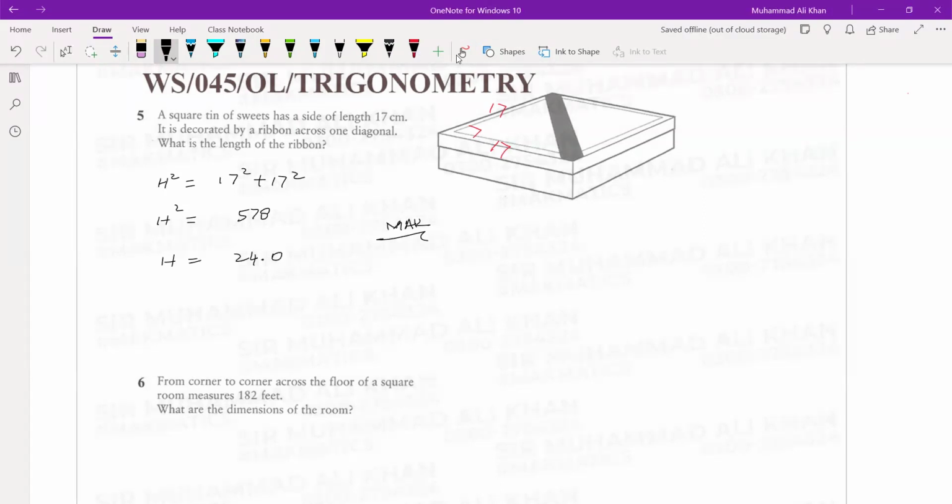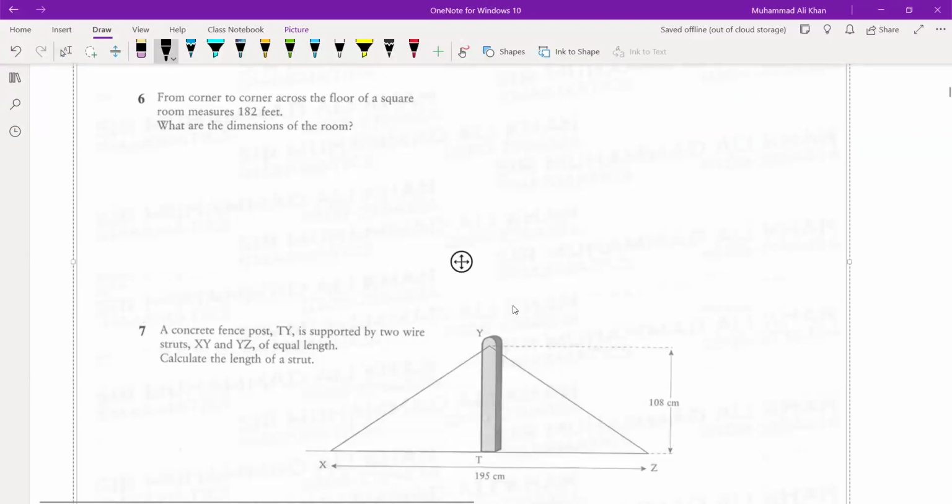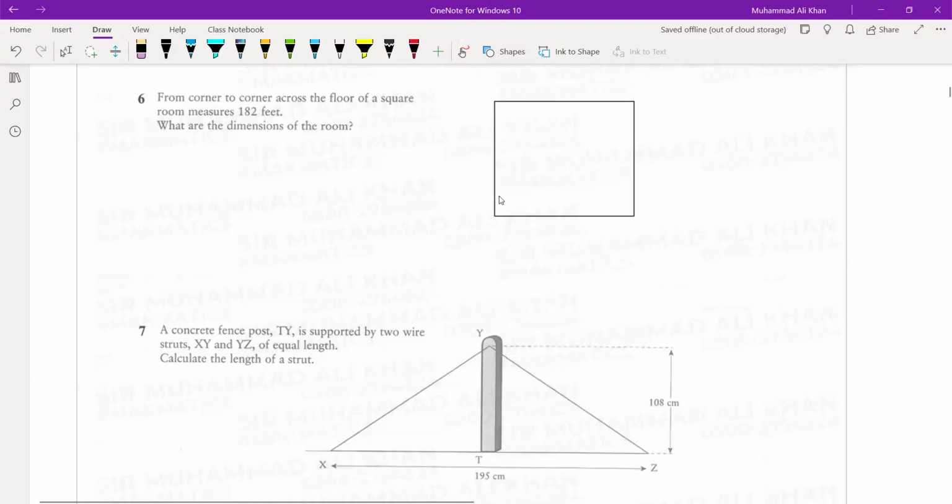Now, after that, question number 6. From the corner to corner across the floor of a square to measure 182 feet, what are the dimension of the room? Dimension of the room means calculate length and width of the room. For example, here is a square room. आपसे कहा गया from corner to corner, it is 182.